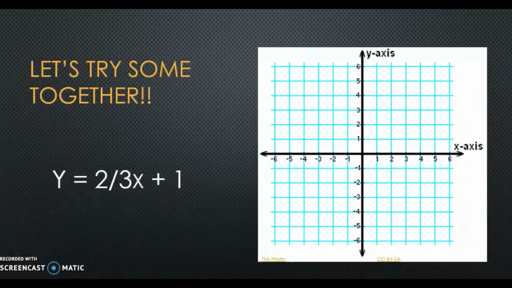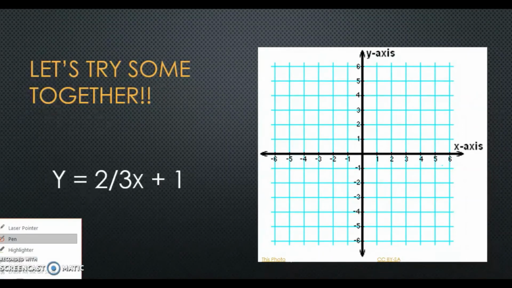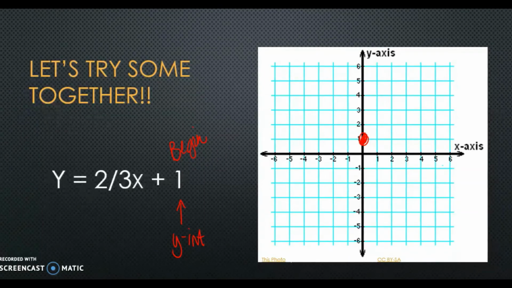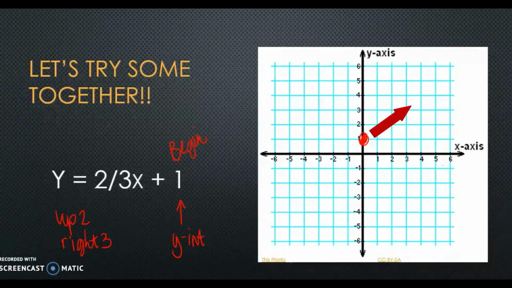Let's try some together. y equals 2/3 x plus 1. The y-intercept you'll see right here is 1. That's where we begin. So I'm going to put a point on positive 1. And my slope is 2/3. So that tells me to go up 2 and right 3. So I jump up 2, right 3, put me another point, and then I have enough points to draw the equation of that line.